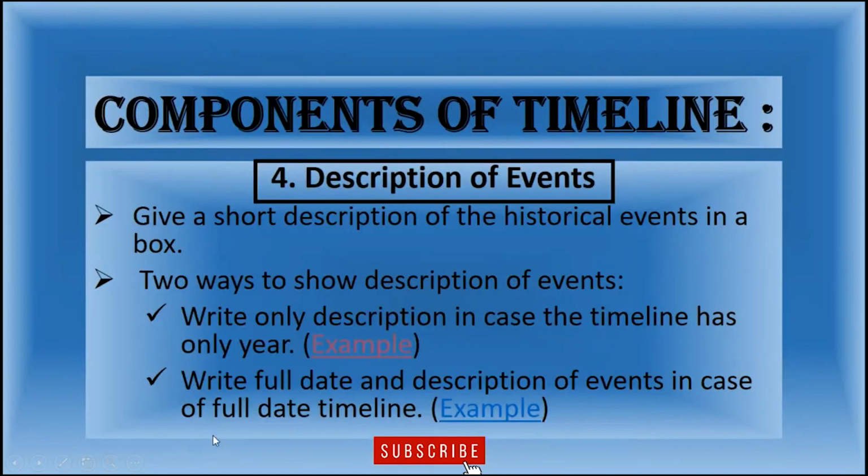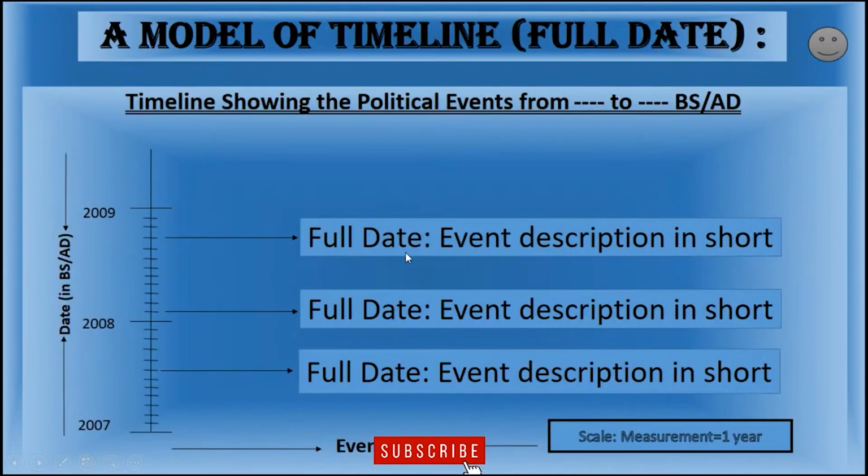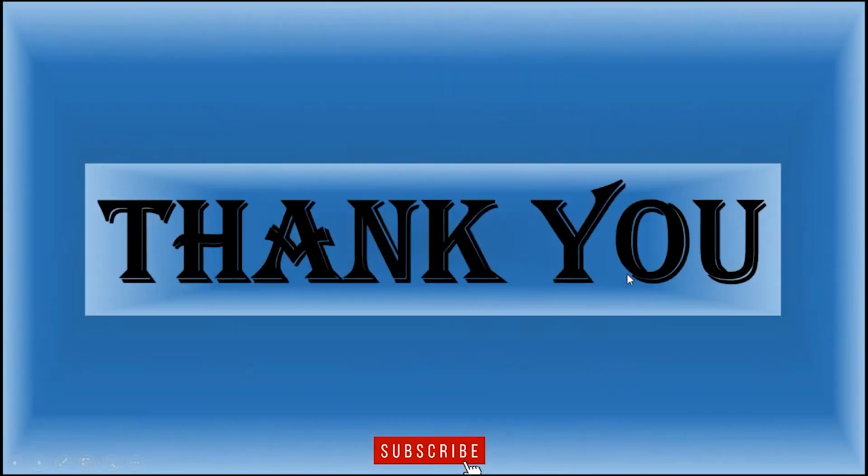But in case of a full date timeline, we have to include both the full date as well as the event description. Look here. This is a full date timeline. In a full date timeline, what do we do? First you write the full date, after that you write the description. This is the case. Description.